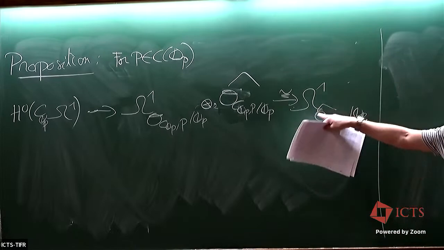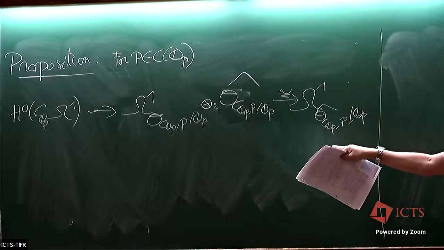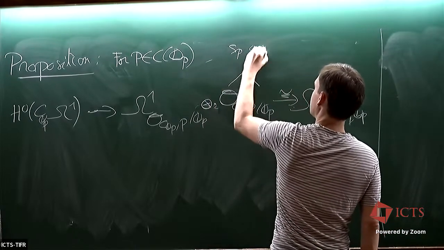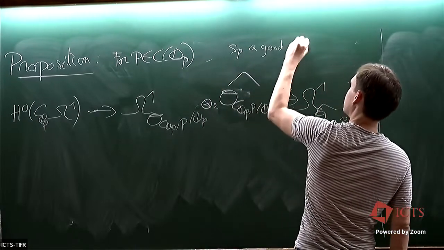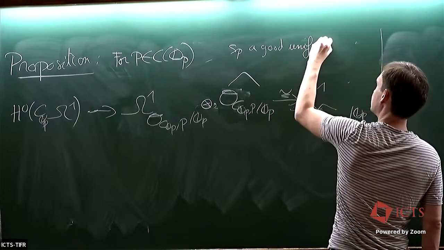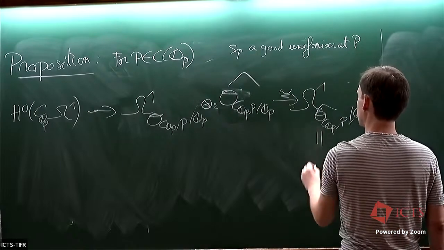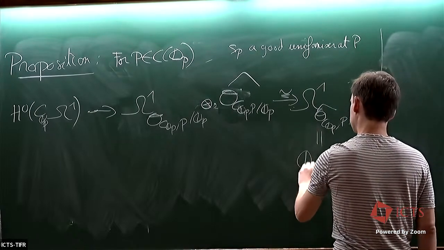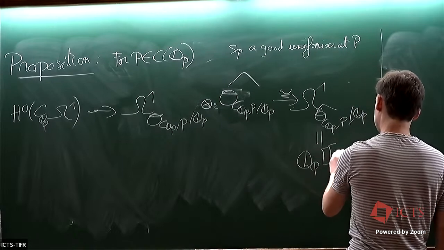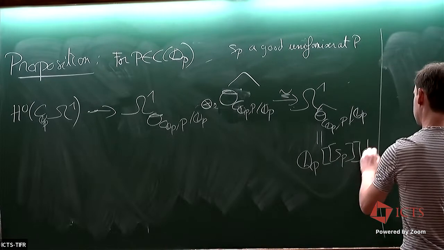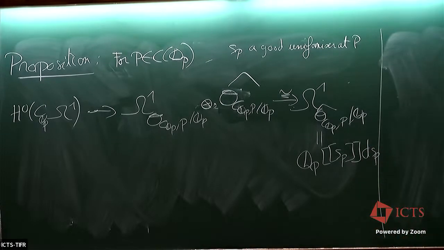Because this, if you remember, is basically a ring of power series if I have a uniformizer. So let's take SP, a good uniformizer at P here. This will be exactly QP of SP dSP. By construction of the Kähler differentials, you can check it very easily.